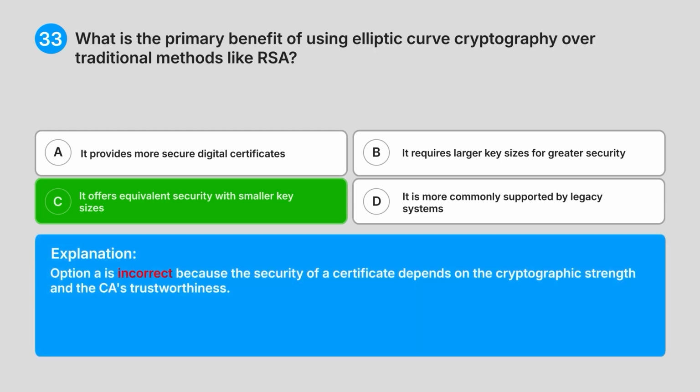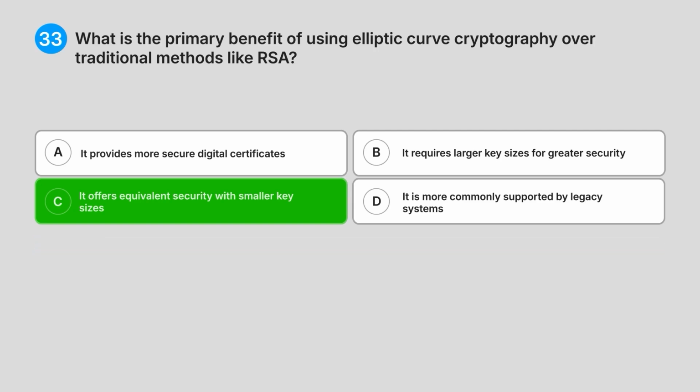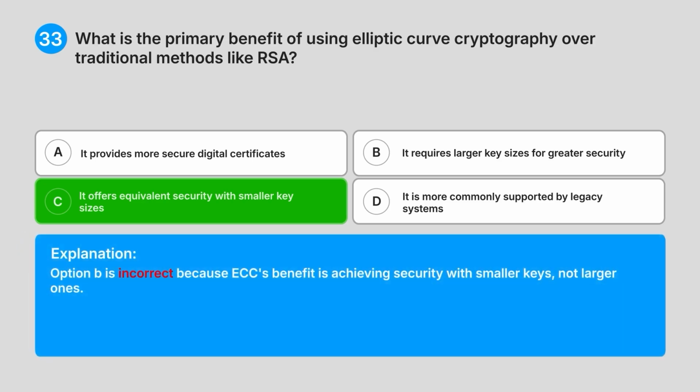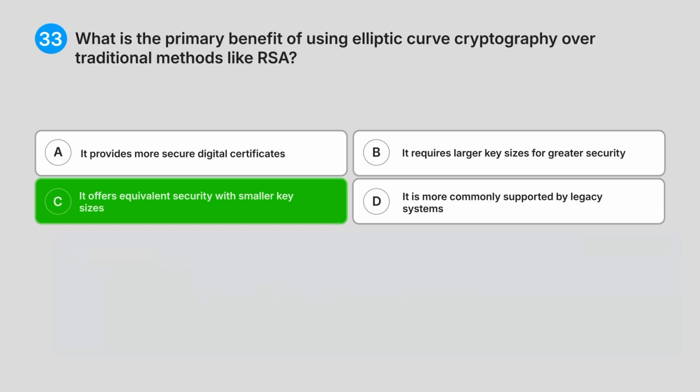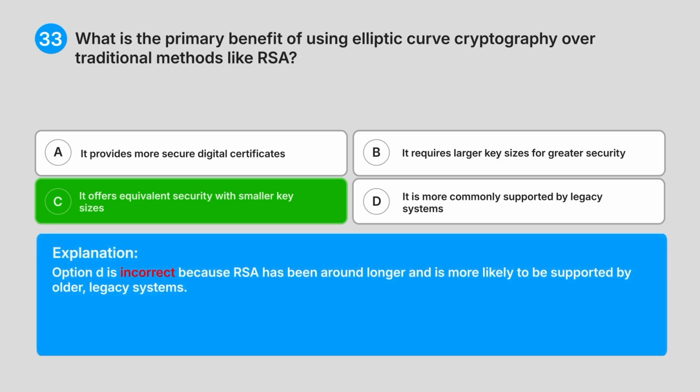Option A is incorrect because the security of a certificate depends on the cryptographic strength and the CA's trustworthiness. Option B is incorrect because ECC's benefit is achieving security with smaller keys, not larger ones. Option D is incorrect because RSA has been around longer and is more likely to be supported by older, legacy systems.